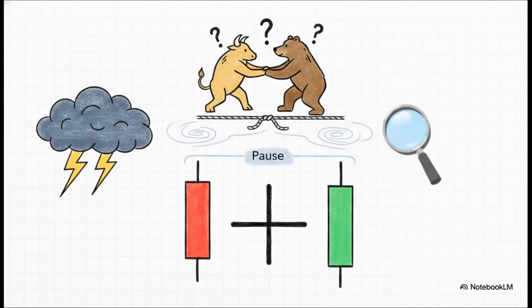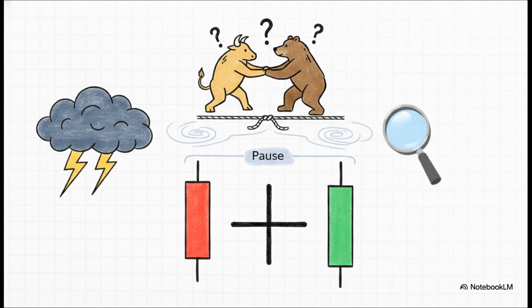And then we have the doji. A doji is a candle where the opening and closing prices are practically identical, which leaves you with a shape that looks a lot like a cross or plus sign. The body is essentially just a flat horizontal line. So what does this actually mean? It means the battle ended in a dead tie. Neither the bulls nor the bears could gain a single inch of ground.